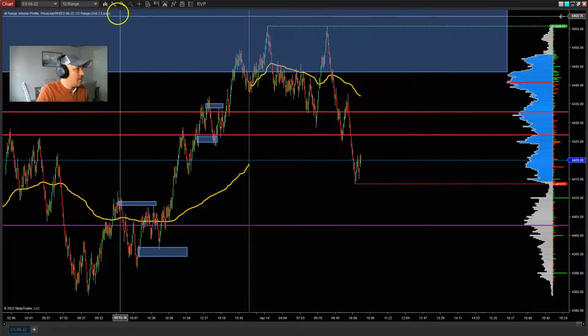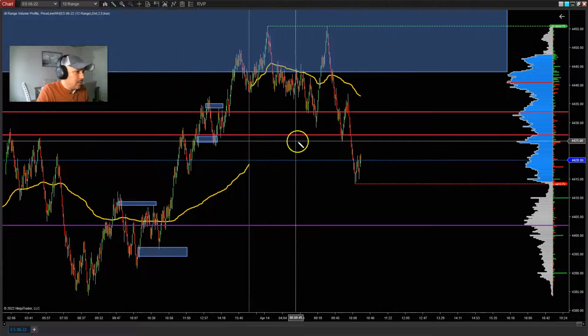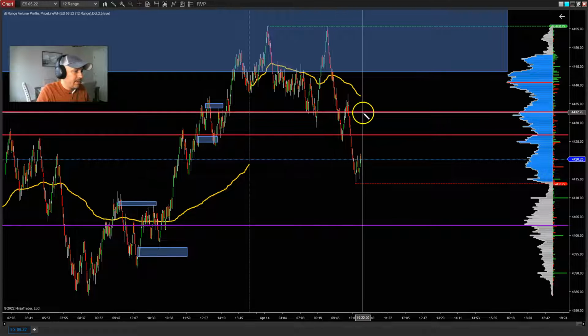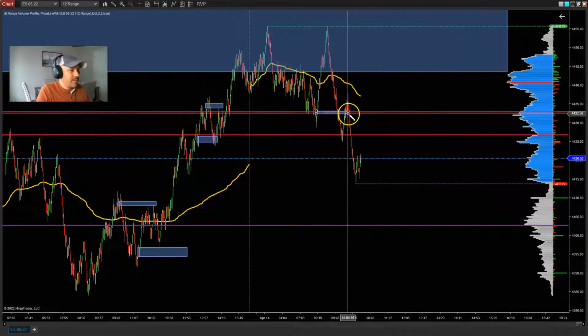So I'm gonna mark a little area here. I already got it right there. Okay. So small little area here.